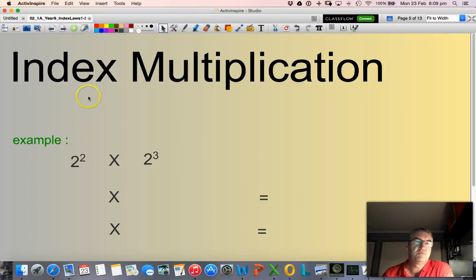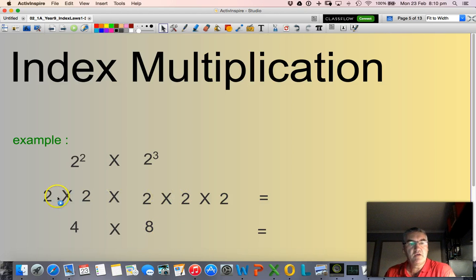Okay, and welcome to my first presentation, and that will be index law number 1, which is commonly known as index multiplication. Now, as an example, let's look at multiplying 2 squared by 2 to the power of 3. So 2 squared, 2 by 2, is equal to 4. 2 to the power of 3, or 2 by 2 by 2, is equal to 8.